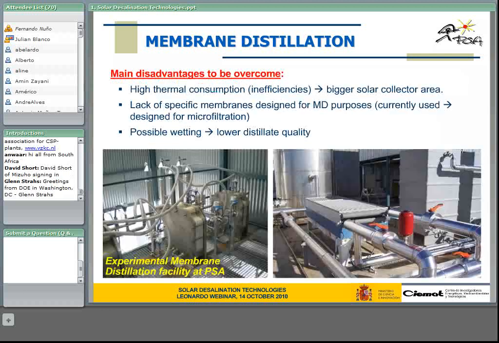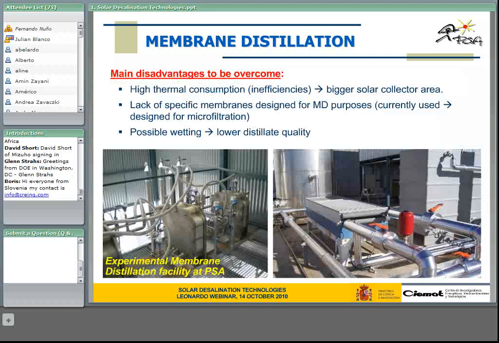What is the disadvantage? The main disadvantage is that the system technology has very high thermal consumption. They are inefficient, so we need a very large solar collector area. The technology that has been developed does not have sufficient energy recovery. This is why they need a lot of energy.